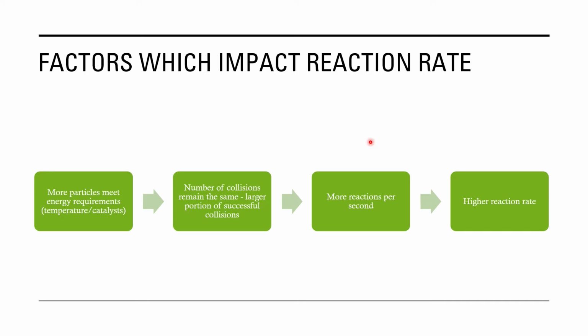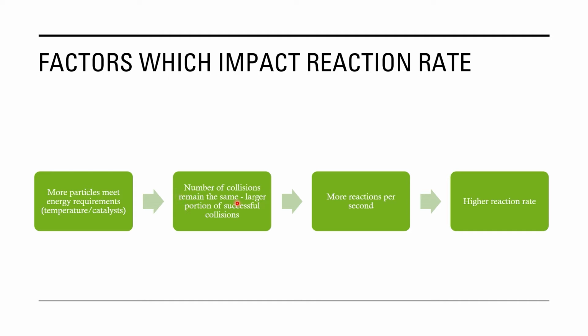The first one has to do with energy, the first way to change reaction rate. If we were to increase reaction rate in ways that involve energy, what we would be doing is ensuring that more particles are actually able to meet those energy requirements, that energy of activation. So for example, by increasing the temperature or introducing a catalyst, that will mean that more of the particles are able to collide with enough energy, which then means that that collision will be successful.